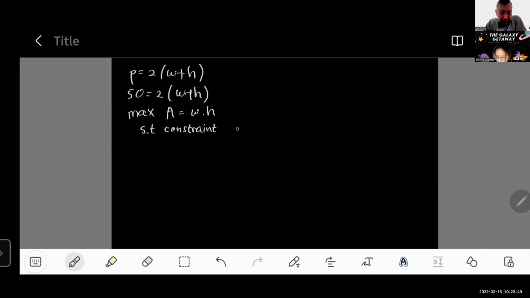The perimeter, right? Correct. Perimeter P equals W plus H equals 50. Correct. And then what is the other constraint? It's bigger than zero. Must be positive, right? So W, H must be bigger than 0. Very good. Okay, now you can solve it.